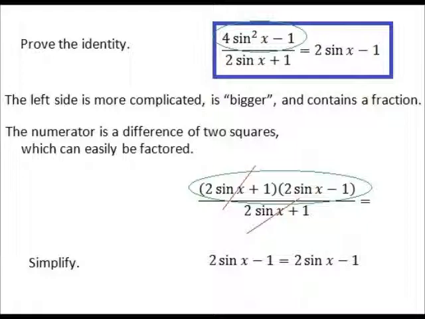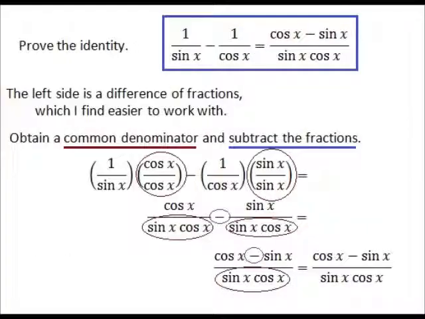In this problem, I would choose to work on the left side of the equation because it is more complex and contains a fraction. Can you see what I mean about it looking bigger? You should notice that the numerator is a difference of two squares, therefore it can easily be factored. After factoring, I can simplify and end up with the right side of the equation. This proof is complete.